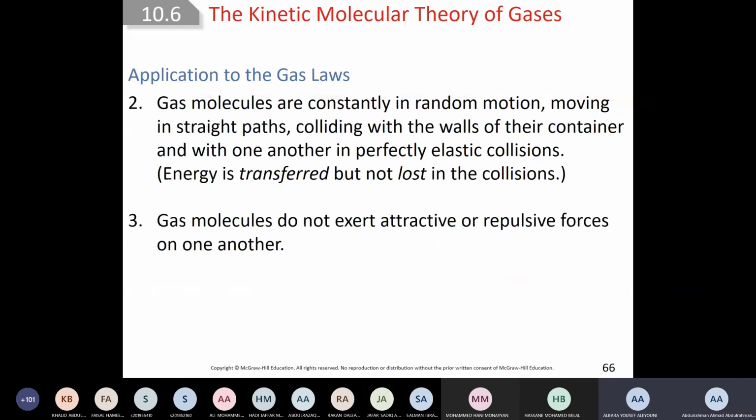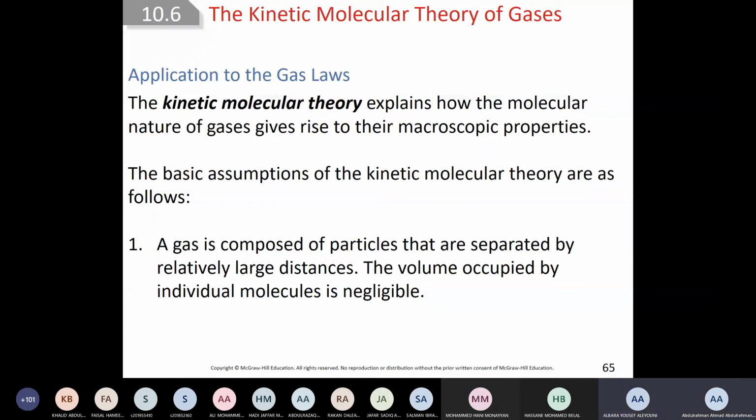Okay, next. Let's go to the last subject in this chapter, which is the kinetic theory of gases. All right. The gas is composed of particles. They are at relatively large distances.